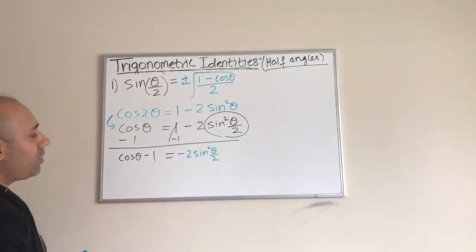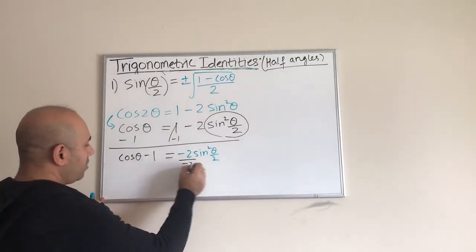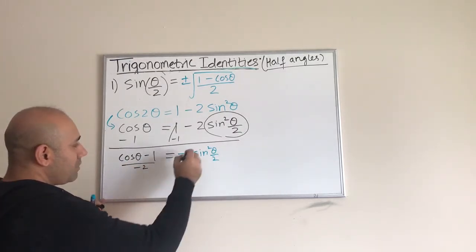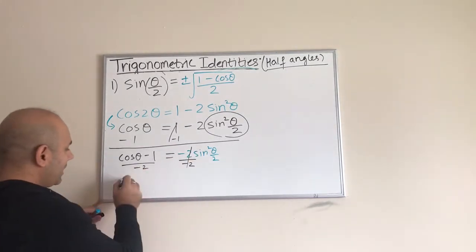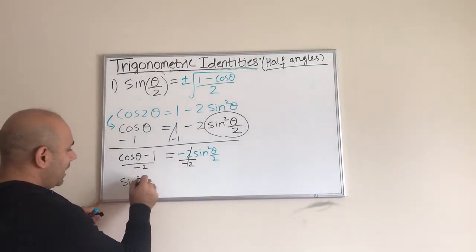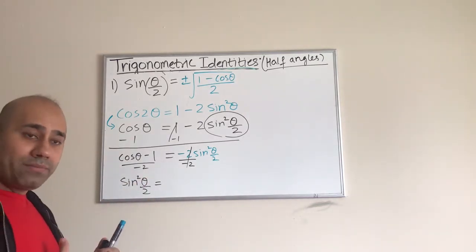Since we are trying to solve for sine theta over 2, the first thing we want to do is divide both sides by negative 2. When I divide both sides by negative 2, these negative 2's cross out. I'm going to write this sine squared theta over 2 on the left hand side, because that's what we are trying to solve for, and whatever we are trying to solve for, we want to keep on the left side.